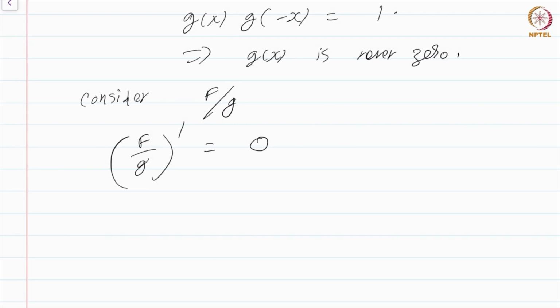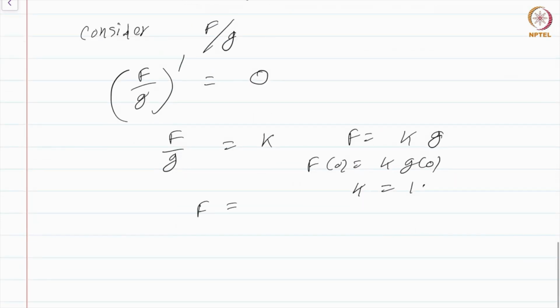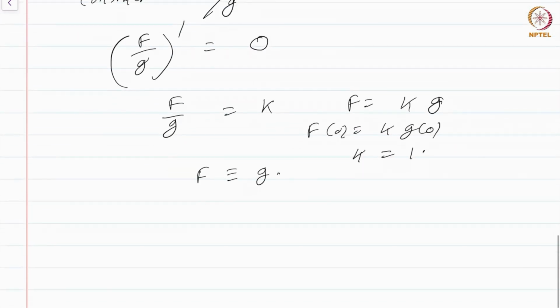So what this shows is that f by g is some constant k. So f is actually k times g. Now that means f of 0 is k times g of 0, or in other words k is equal to 1. So we have shown that f is identically equal to g. So uniqueness is established.